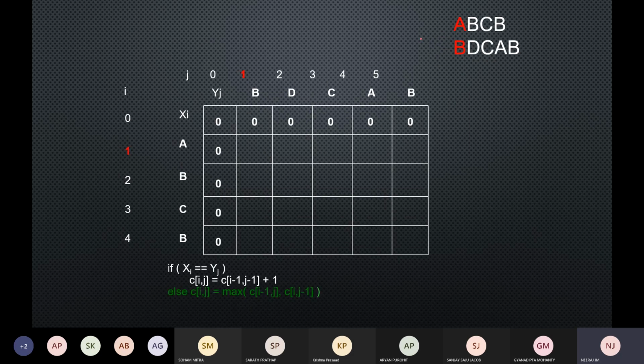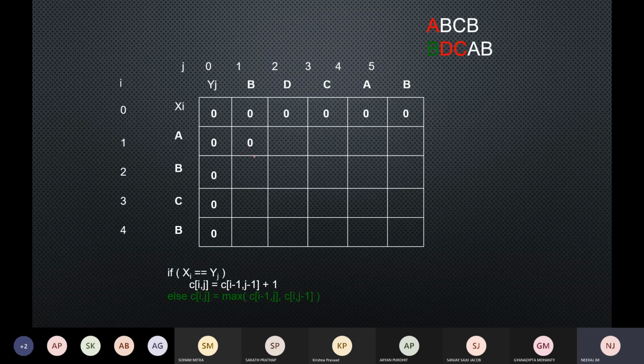Now what is your next step? Take the first letter of both strings. Now you compare. Is A equal to B? No, it's not equal. So your first condition is wrong. What is your second condition? You find the max of the previous row and the previous column. So if this is my A, my previous row is this, my previous column is this. So I have to find the max of this. So max of this is nothing but max of 0, 0, which is 0.